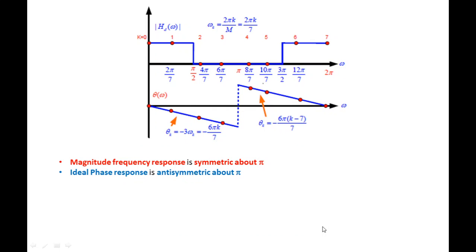The final point to be noted here is that the magnitude response is symmetric about pi, like what we have seen in our example. Whereas when you try to plot the phase response of this FIR filter, it is observed that it is anti-symmetric about pi. So you can see that the phase varies in a linear fashion, but with the point at pi, it is anti-symmetric about pi.